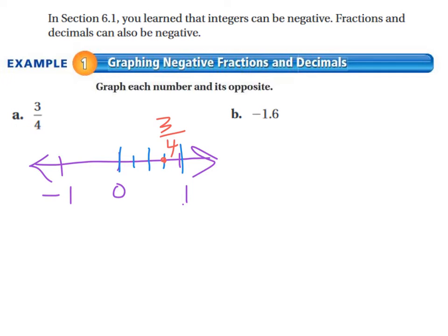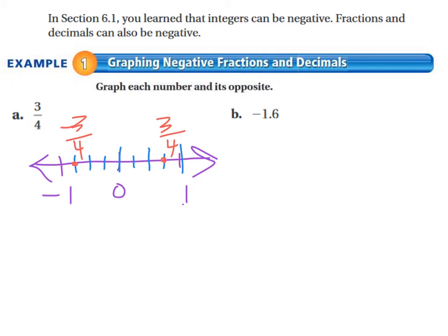And then you're going to do the same thing on the other side, because you need to graph its opposite as well. So I'm going to go the same distance from 0, and I'm going to go half, and then divide those in half to divide it into fourths. And then I'm going to go over 3 from 0. That's there, -3/4.